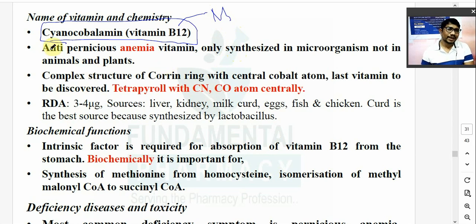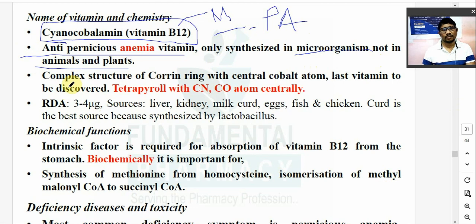Cyanocobalamin is known as the anti-pernicious anemia factor and anti-pernicious anemia vitamin. So the question has already come: the most common vitamin B12 deficiency is pernicious anemia. Most common vitamin B12 deficiency results in pernicious anemia because it is the anti-pernicious anemia vitamin or factor. Vitamin B12 is only synthesized in microorganisms, not in animals or plants.